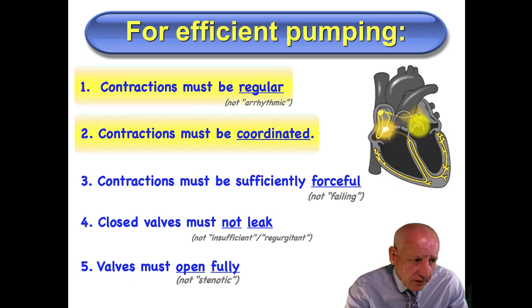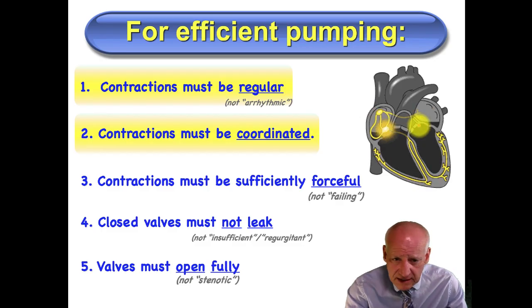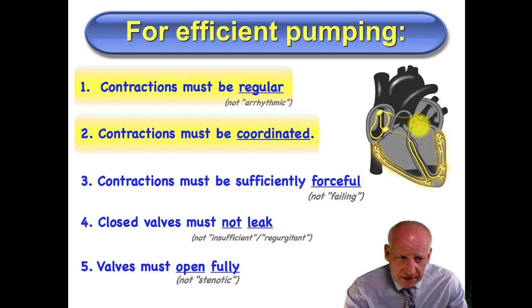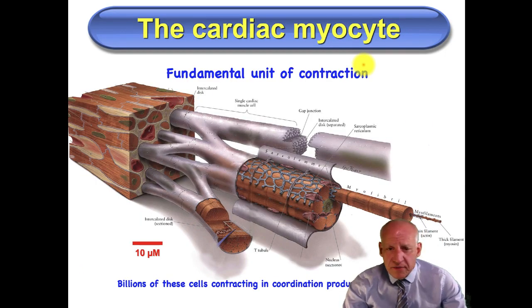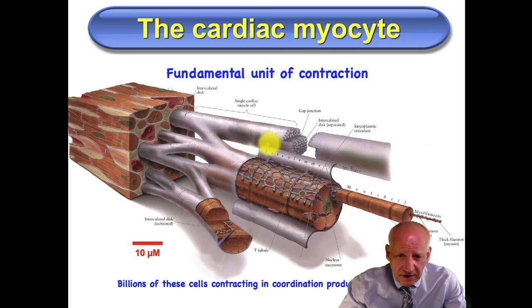So today, we're going to consider the 2 requirements. The contractions must be initiated at appropriate intervals, and they must be coordinated in space and time. The heart is made up of about 3 billion slender muscle cells. A single fiber is called a cardiac myocyte or a cardiomyocyte.